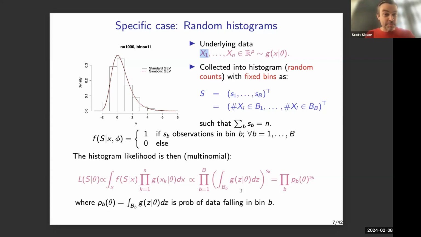And of course, we have many observations that fall into the same bin, and we have SB observations that fall into bin B. So our likelihood turns into a series of probabilities, which I'm going to call P of theta, the probability of a data point falling into a bin, raised to the power of the number of data points in that bin. And then we take the product over all bins. And this is pretty much the likelihood for a histogram.